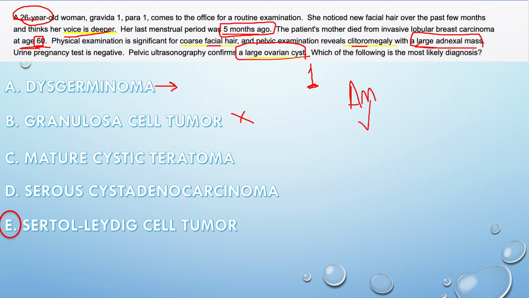Mature cystic teratoma is a somatic form of germ cell tumors. This one doesn't produce androgens. Serous cystadenocarcinoma, just CA125, no hormones. So the only correct answer is a Sertoli-Leydig tumor. It's actually very rare, but usually happens in young women, and it does produce androgens. That's probably what's leading to her virilization. All right, guys, I hope this makes sense, and let me know what you think in the comments.